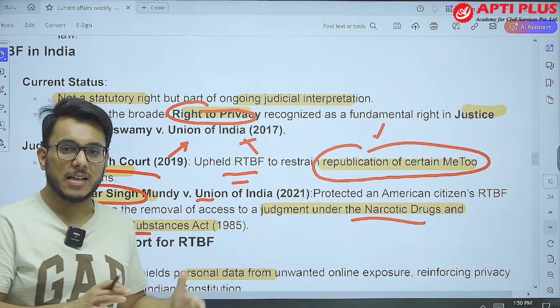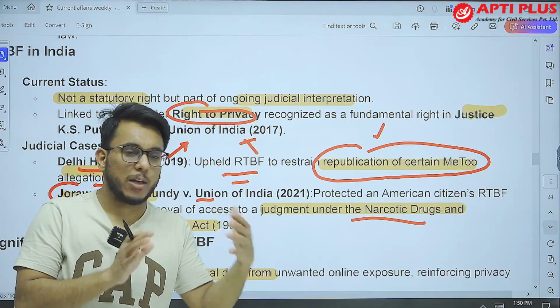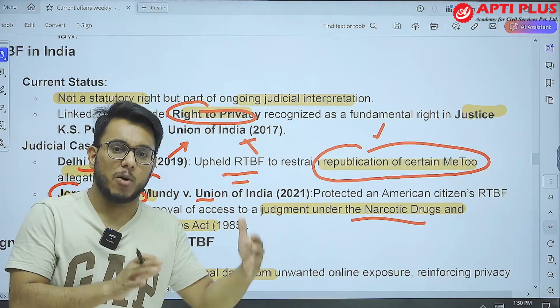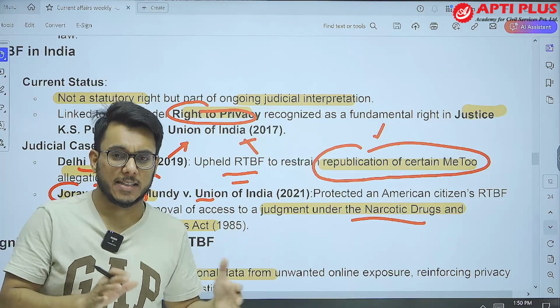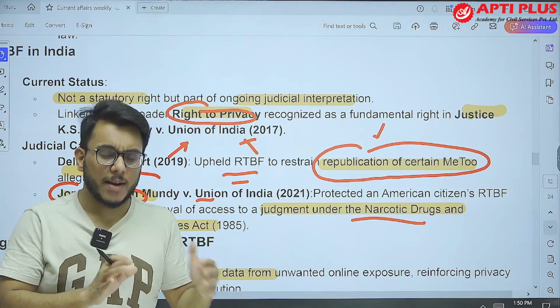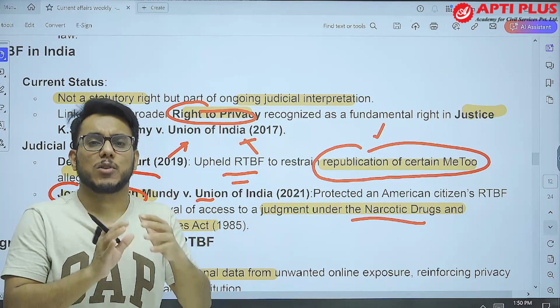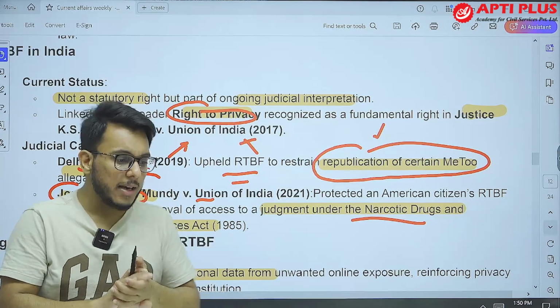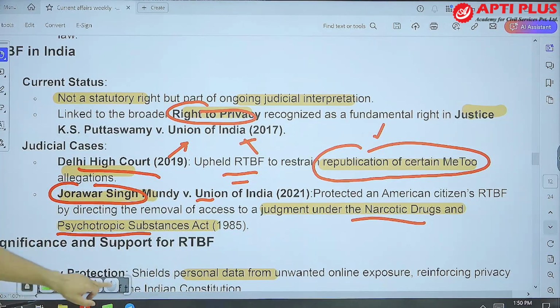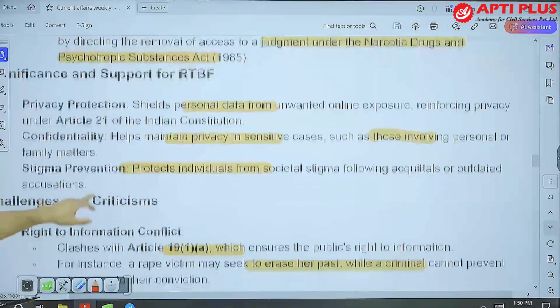So, the NDPS Act basically criminalizes and mentions the offenses of drug trafficking, drug trade, etc. In that context, there was a judgment. On request, it was said that the judgment will not be put in the public domain. So here, the right to erasure or right to be forgotten has been provided.